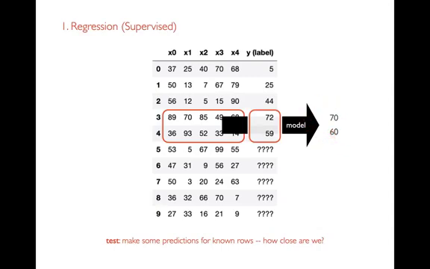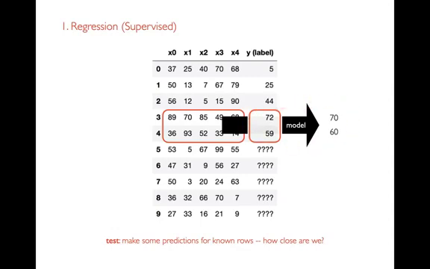And so why would I do this? Why would I want to make a prediction if I already know the answer? And the reason is that I can do this to evaluate my model, or I might say test my model. So for example, if my model says that this row should have been 70 and it's actually 72, well, that's an error. Same thing here, 60 versus 59, that's an error. And I can try to quantify all of these errors and then give my model some sort of score, right?